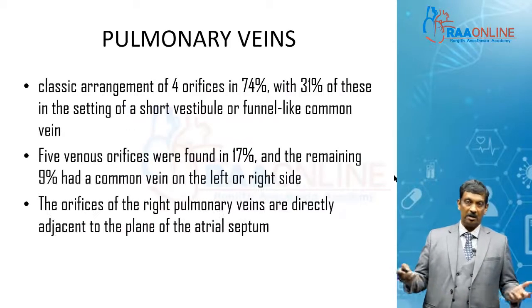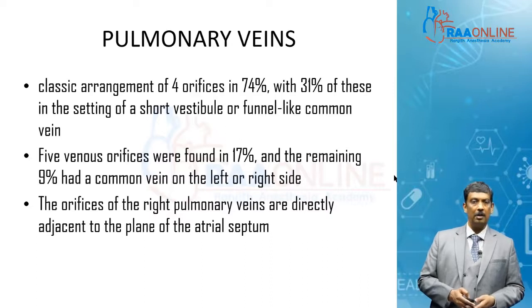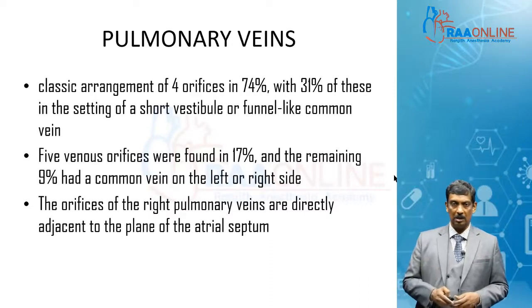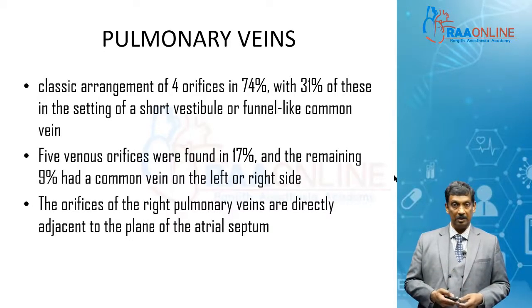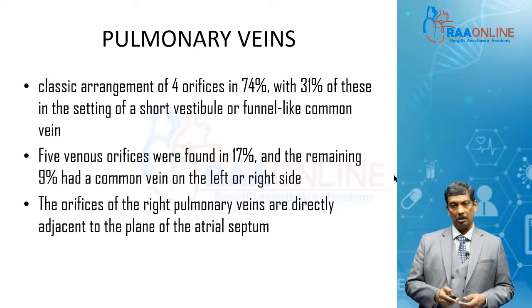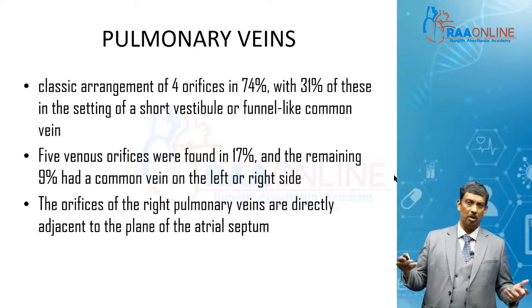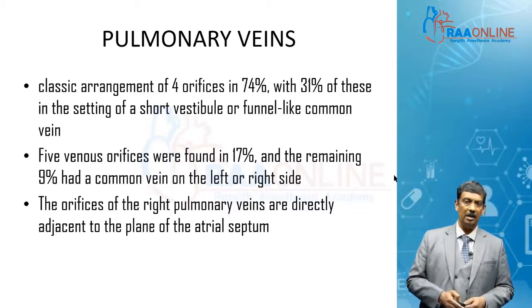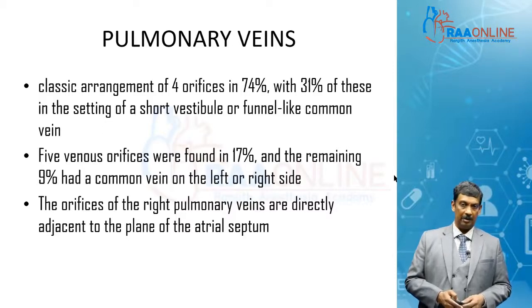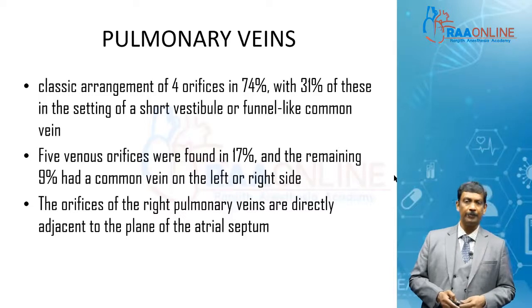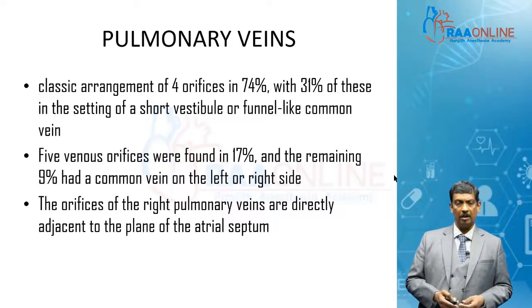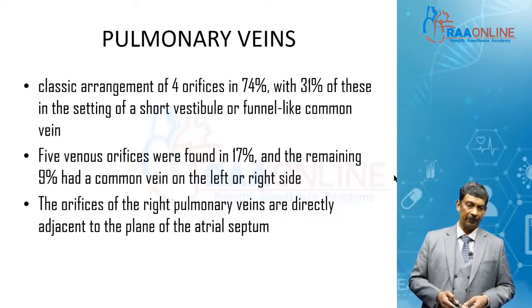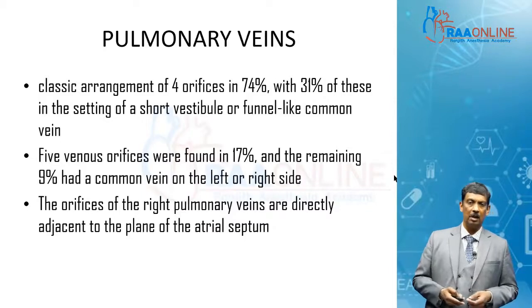The pulmonary veins which drain into the LA, classical arrangement is 4 orifices, upper and lower of right and left, which is what happens in about 3/4 of the cases. In 31% of these cases, there might be a small or a short vestibule or a funnel-like common vein, and then it enters on the right and the left side. Sometimes you see 5 venous orifices, like in the specimen photograph which we saw earlier. That's found in about 17%, and in about 9%, they had a common vein on one of the sides. So this is how this happens.